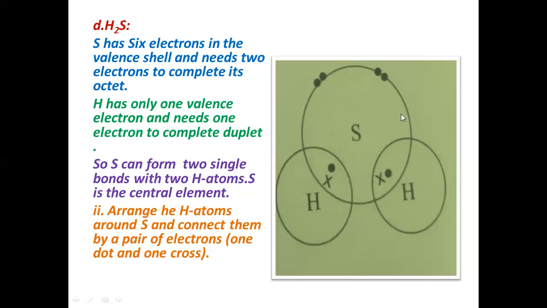So you can see sulfur has atomic number 16 and it has 6 electrons in the outermost shell. You can see 2, 2, 4, 5 and 6 electrons in the outermost shell, and it needs 2 electrons to complete the outermost shell or octet of the sulfur. So you can see each hydrogen atom will share one electron with the sulfur, and as a result, 2 covalent bonds will be formed.